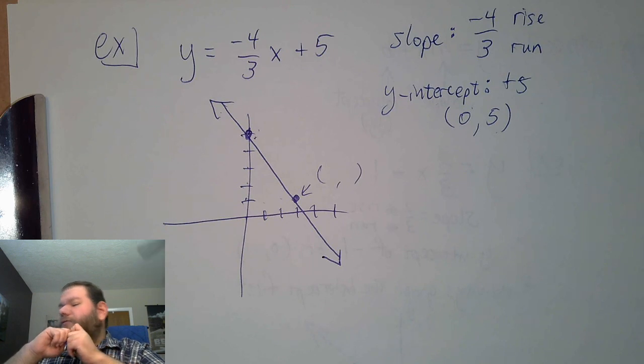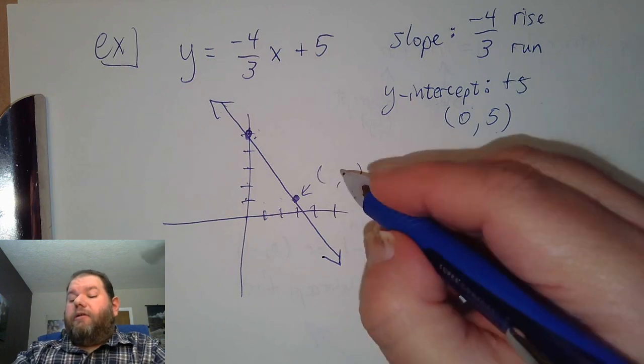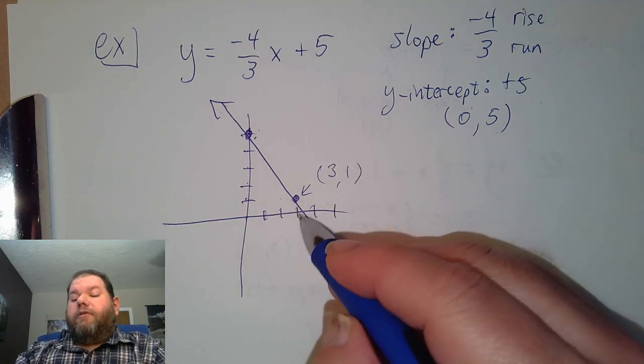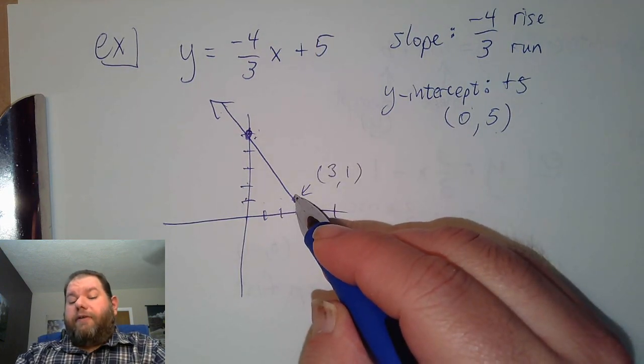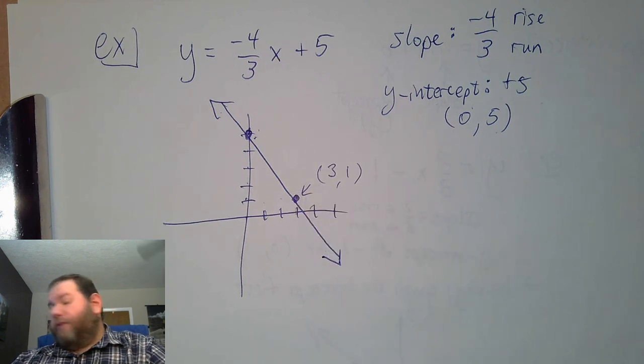Zero. Close. 3, 1. Yeah, notice we're a little bit above the axis still, so it's okay. It's okay.